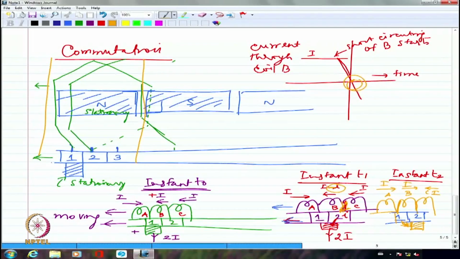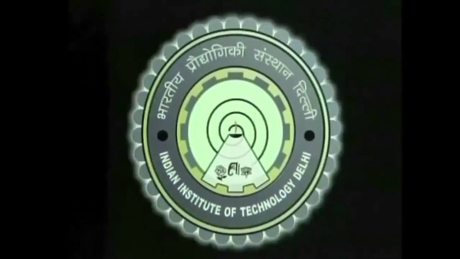Okay? Before we actually switch over to induction motor, we'll revisit this once and then switch over to the induction motor.